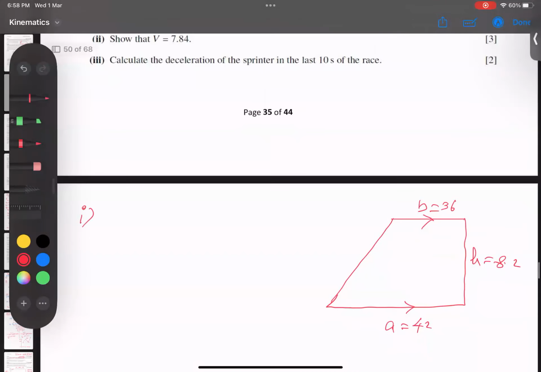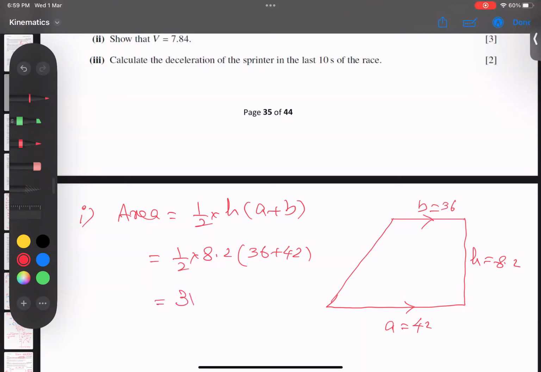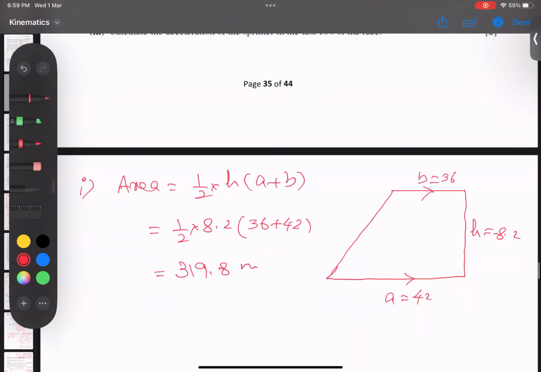Now, part 1. The area of a trapezium is half times H times (A plus B). H is the gap between the parallel sides, 8.2, A is 36 and B is 42. Now I'm typing in the calculator: half times 8.2 times the bracket 36 plus 42, and the answer I'm getting is 319.8 meters in the first 42 seconds.